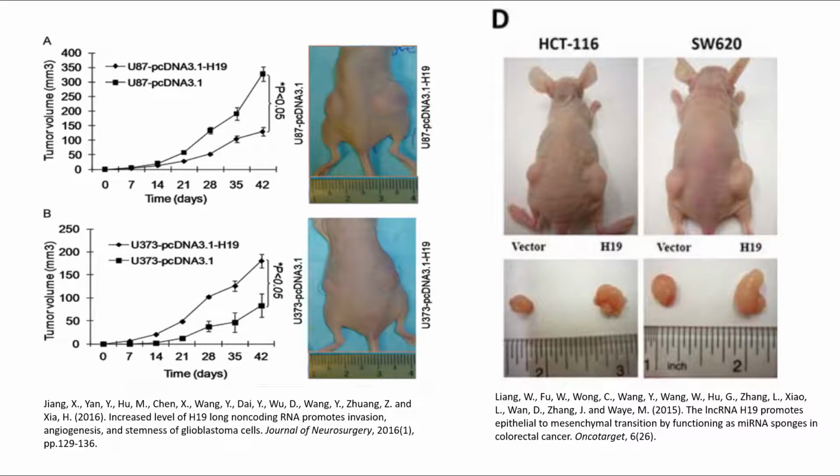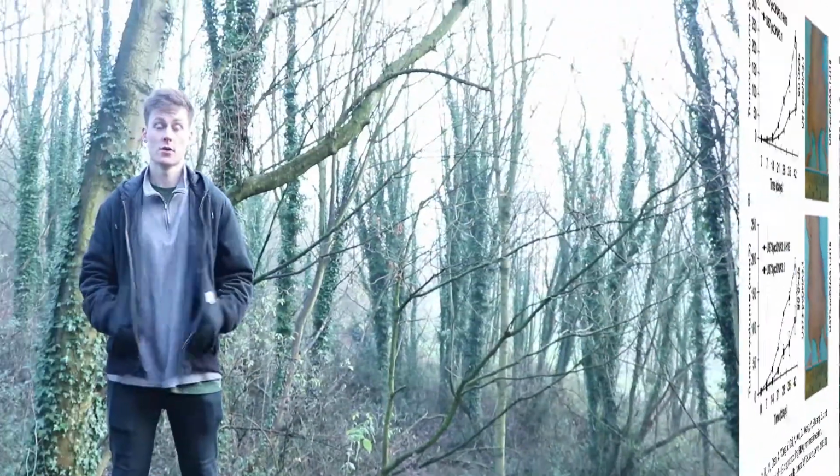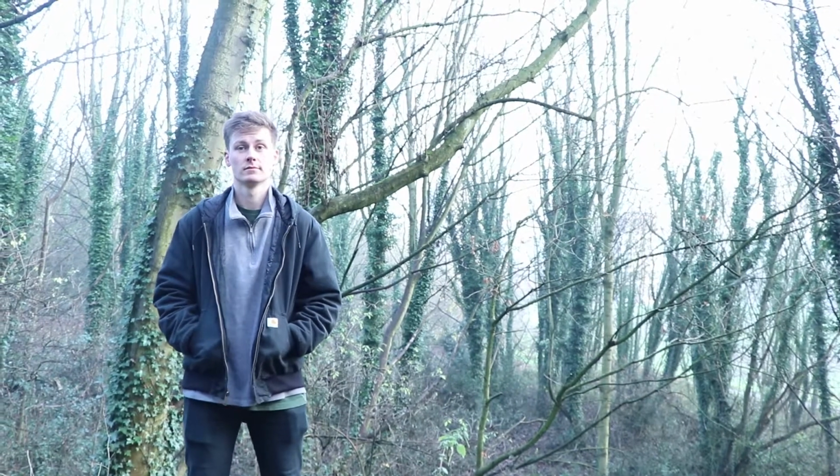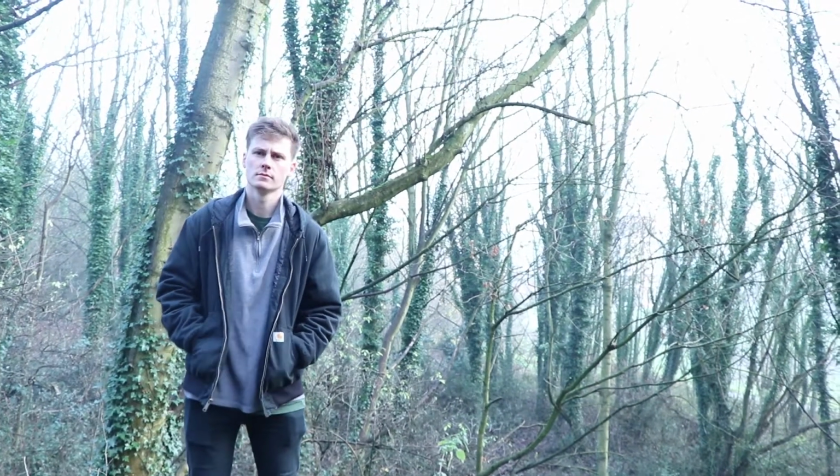H19 is frequently overexpressed in cancer, targeting transcripts which regulate normal EMT to misregulate the process. Here we see one brain tumour study and one colorectal tumour study, showing an increase in H19 results in an increased tumour size. So there we have it. H19 is an essential part of cancer development. Okay, but what else can be done to cure cancer?